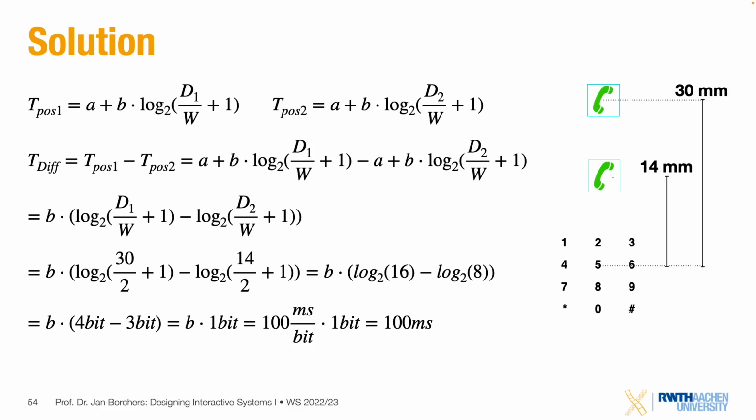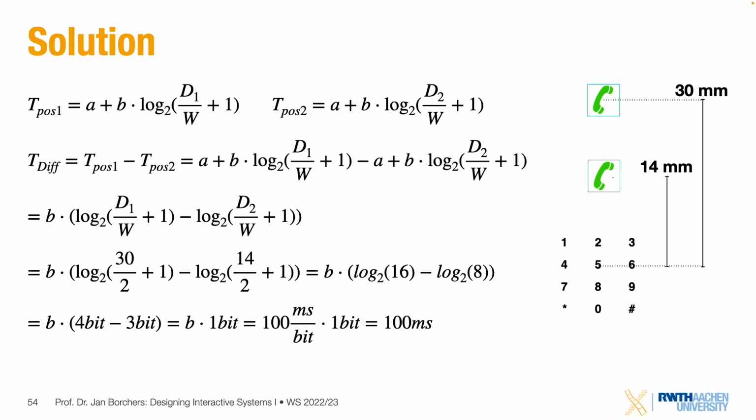So by just inserting the formula for Shannon's version of Fitts' law, we basically get B times those two log terms in here, and then if you throw the numbers into it, this was 30 millimeters divided by the width of 2, and this was 14 millimeters divided by the width of 2. So we end up with basically log 2 of 16 minus log 2 of 8. And that's why you can thank Marcel for giving you easy numbers to work with. You don't need to think long about the log 2 of these two numbers. It's basically telling you that it's B times 4 bits minus 3 bits.